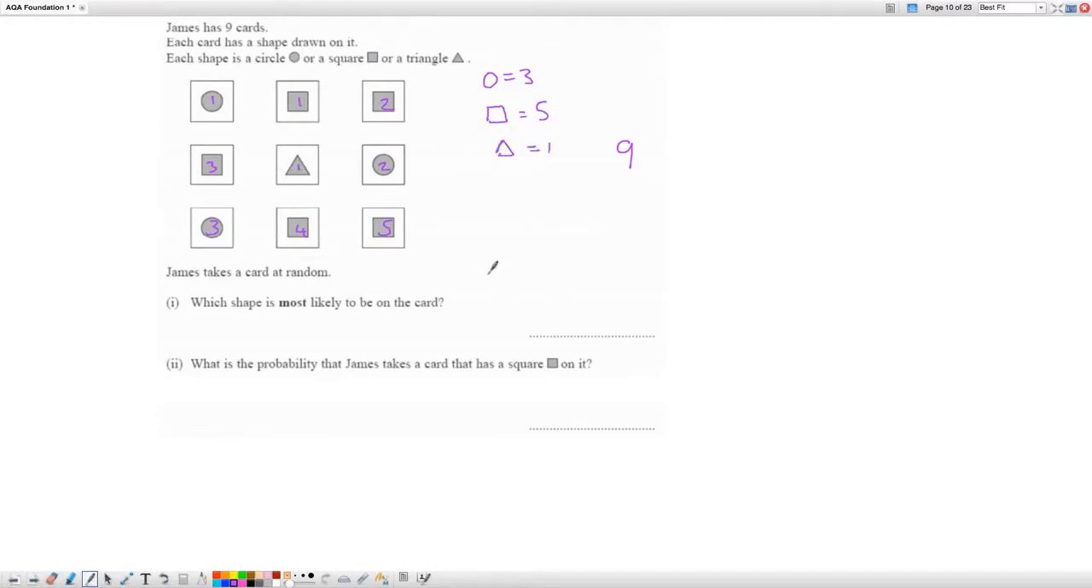Our first question is, which shape is most likely to be on the card? If James takes a card at random, which shape is most likely? What shape is the most popular, the most common? You can see here a square. There are 5 squares, which is more than the circles and the triangle. What is the probability that James takes a card that has a square on it? Well, there are 5 squares out of a total of 9. The probability is 5 over 9.